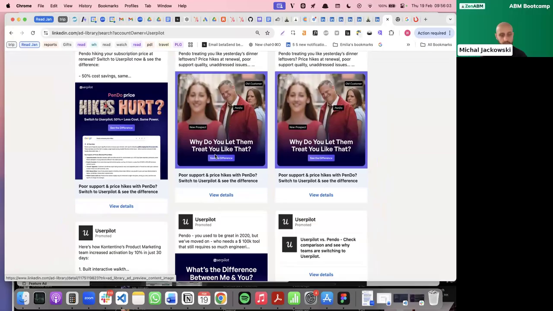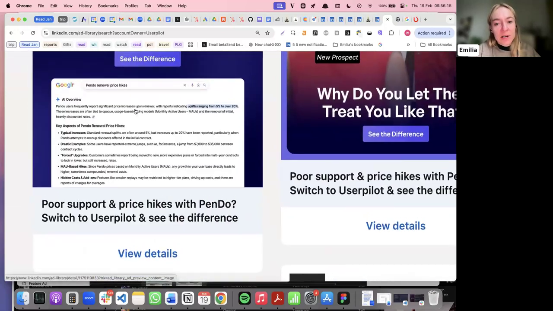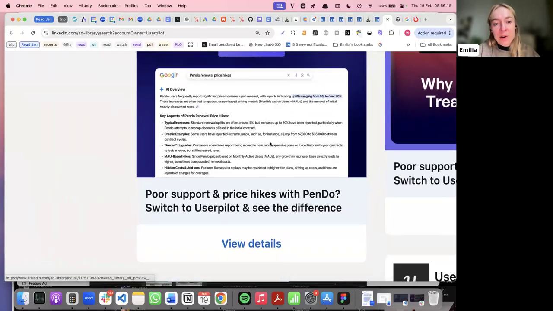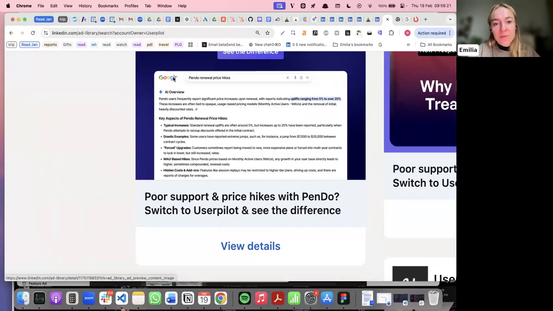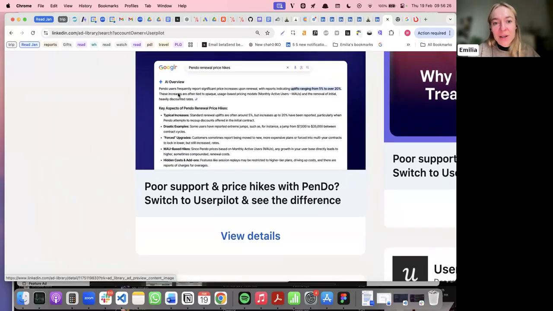But we've been seeing CTRs in the range of 0.67 to 0.88 for these meme-like ads. What we're also doing, which I think is quite interesting, is using AI overviews. Again, we need to make sure to amend things a little bit so we don't use trademarks.